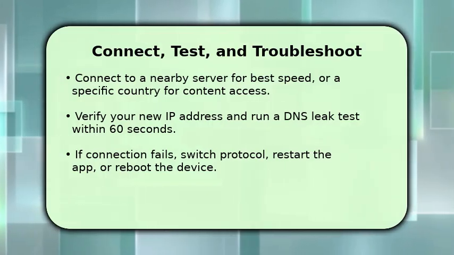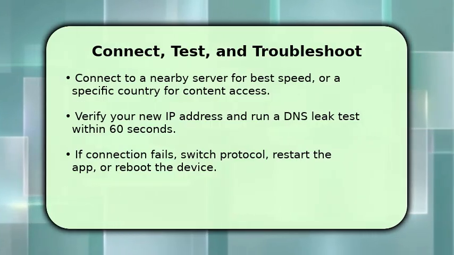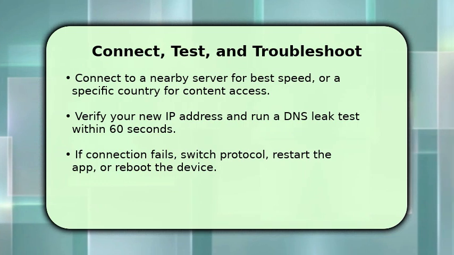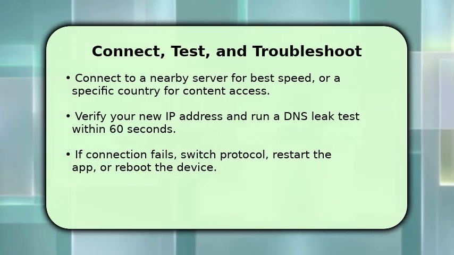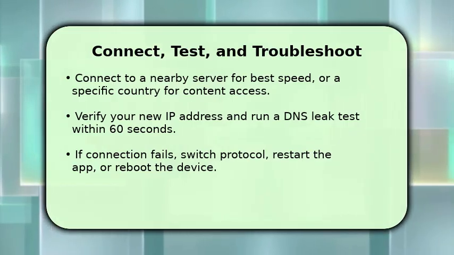If the connection fails, switch the protocol from WireGuard to OpenVPN and try again. Restart the app or reboot the device if issues persist. Keep the app updated and contact support when persistent connection errors occur.